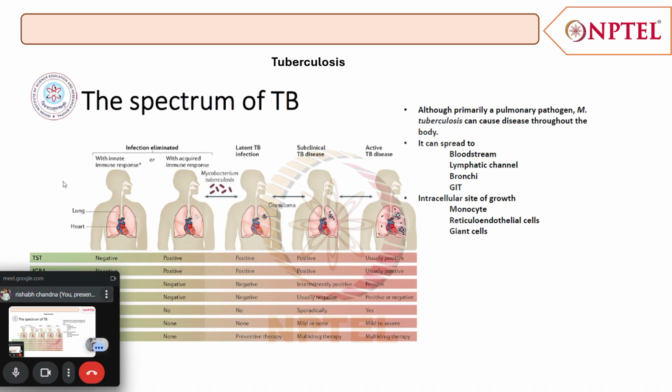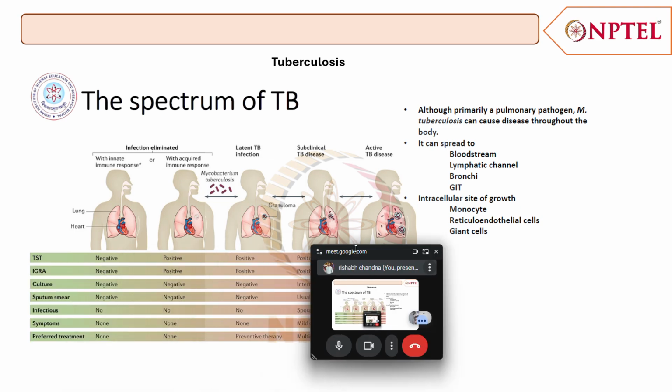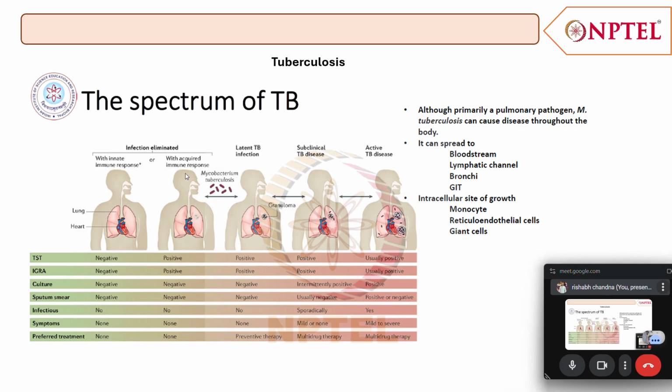Okay, now moving on to the spectrum of TB. In the case of infection with eliminated bacteria, what happens? This is a typical case where the test can be negative or positive. In the case of the TST, the test will be negative when the innate immune response has been activated, or with the acquired immune response, the IFN gamma and the TST will be positive, but the other test would be negative.